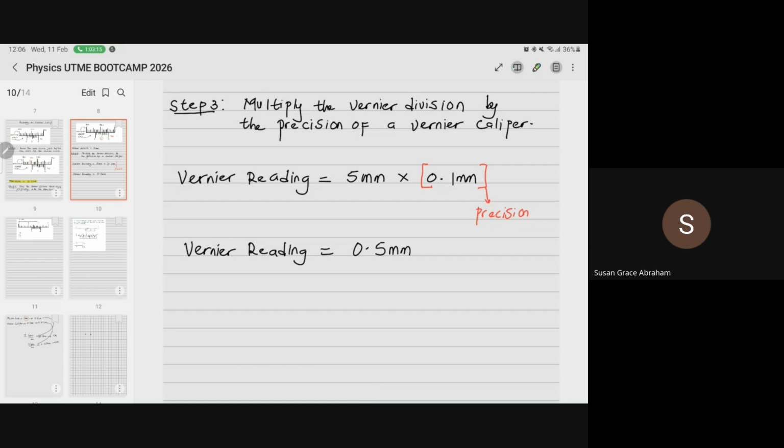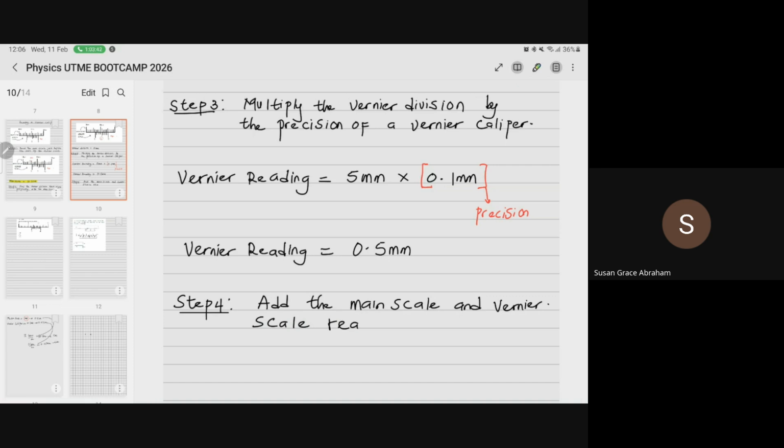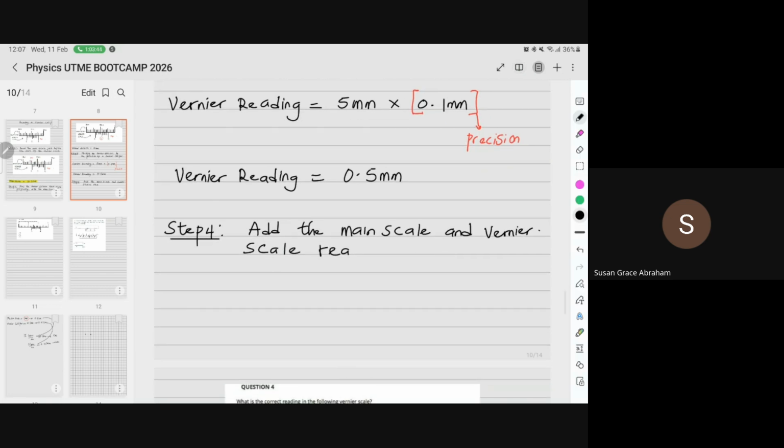Then your step 4, you're going to add them. Good, 0.5. So now step 4: add the main scale reading and vernier scale reading together. Is it difficult?